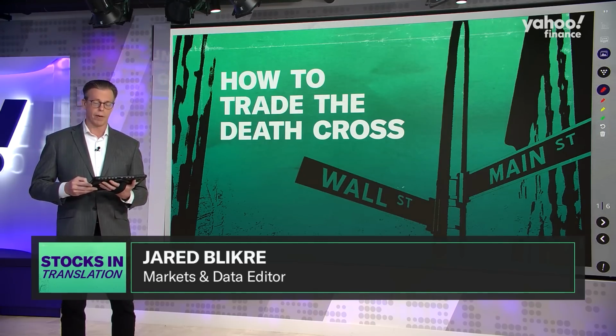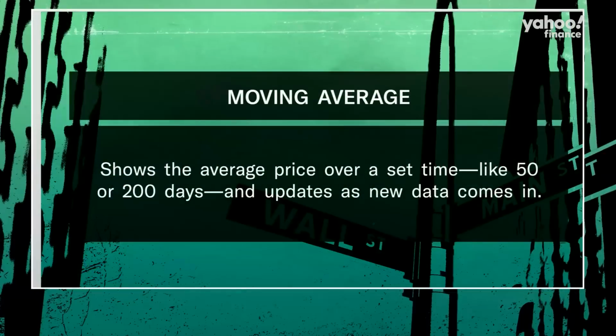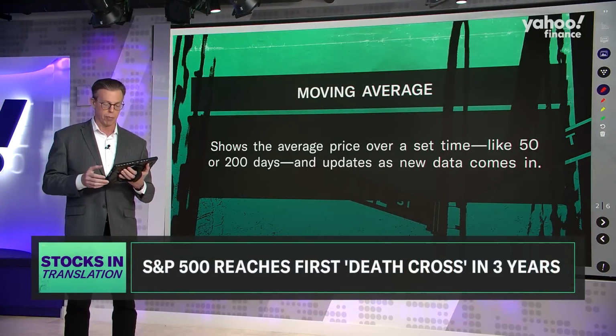Let's get to a few definitions first, and I'm going to start with the moving average. We got to know that. It's very simple. It shows the average price over a set time, like 50 or 200 days, and it updates as new days come in. So basically, it's the last 200 days closing prices.